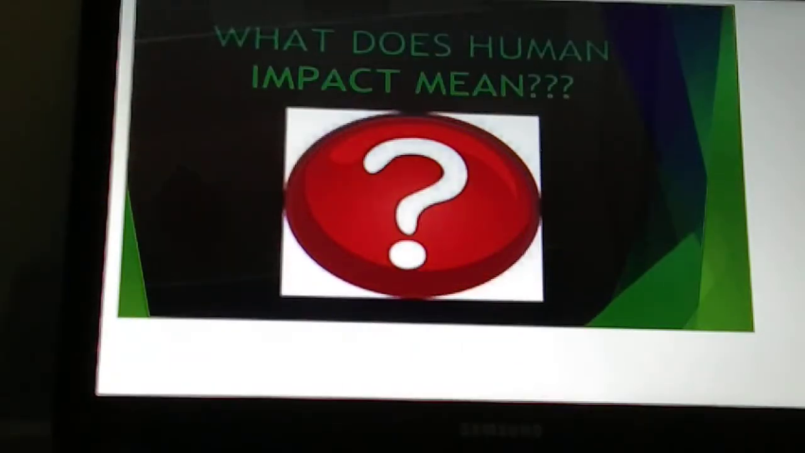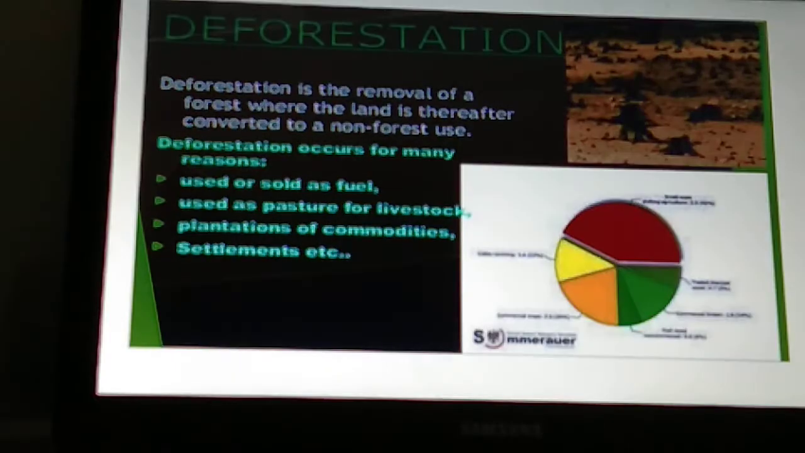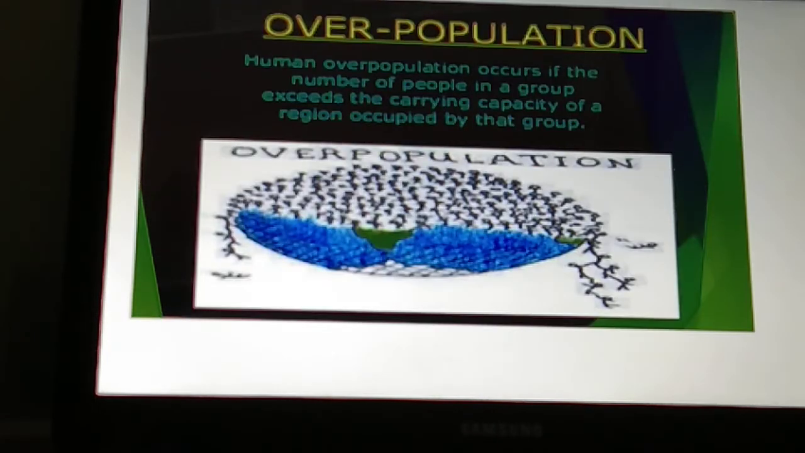What does human impact mean? It includes various factors like deforestation, overpopulation, waste, pollution, overuse of natural resources, manufacturing of industries, etc. Our next one is deforestation. It means cutting down of trees, which causes a loss from the environment.